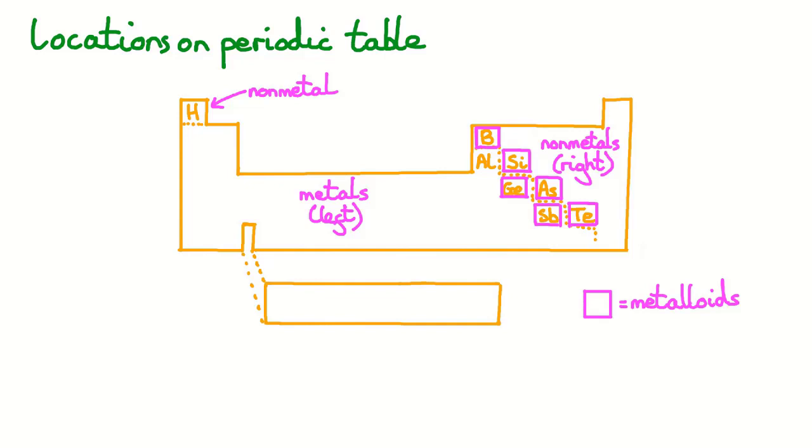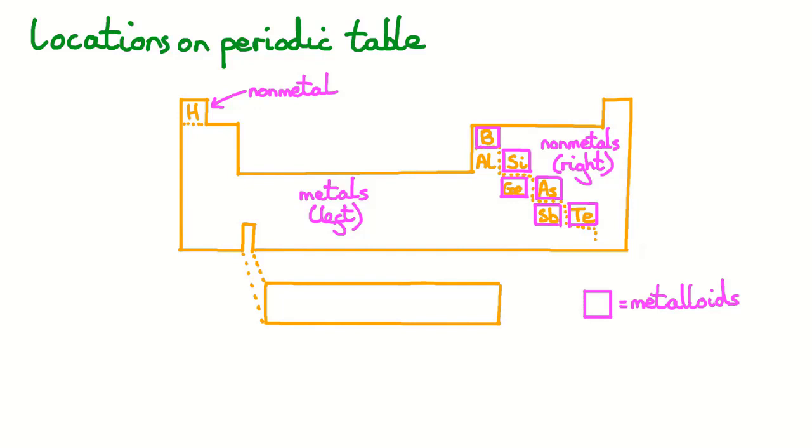Elements such as boron, silicon, germanium, arsenic, antimony, and tellurium can exhibit properties of both metals and non-metals. So we might classify them as metalloids. Sometimes they might be referred to as semi-metals. You can think of metalloids as partway between a metal and a non-metal. Now that we know where to find metals, non-metals, and metalloids, let's have a look at the properties of each of these.